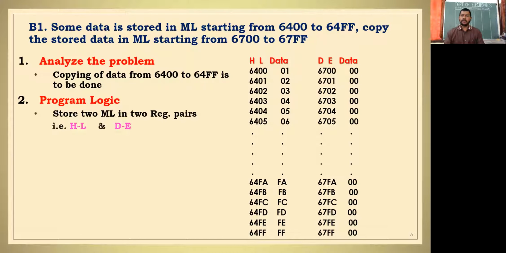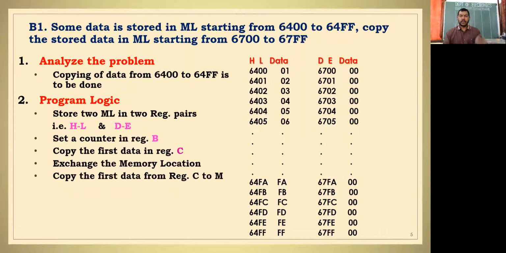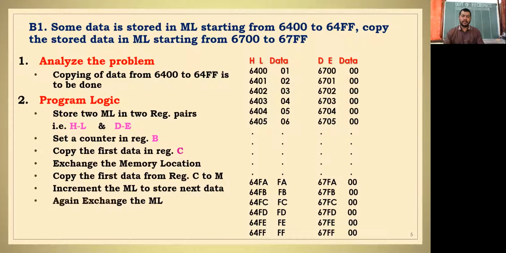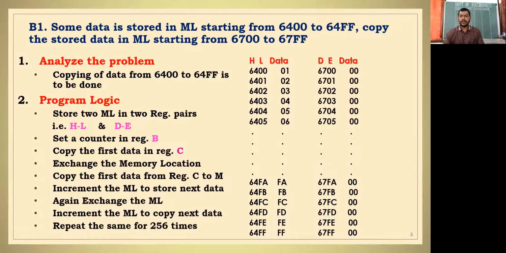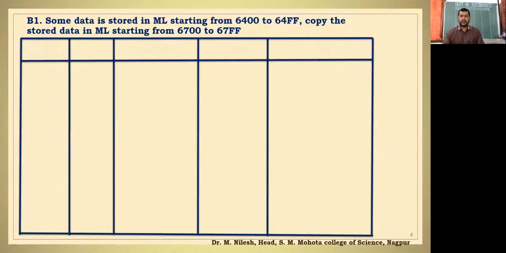The program logic was that we are using two register pairs. Then we have to set a counter, and then we have to copy the first data in register C. In fact, we have done it in register A. Then we have to exchange the memory, and then we have to copy that data in memory. So the data will be copied, increment the memory address, exchange, and then again increment. This was the logic that we have to use, and then we have to put it in a loop. So this was the main concept of the program for copying, and we have written this program like this.